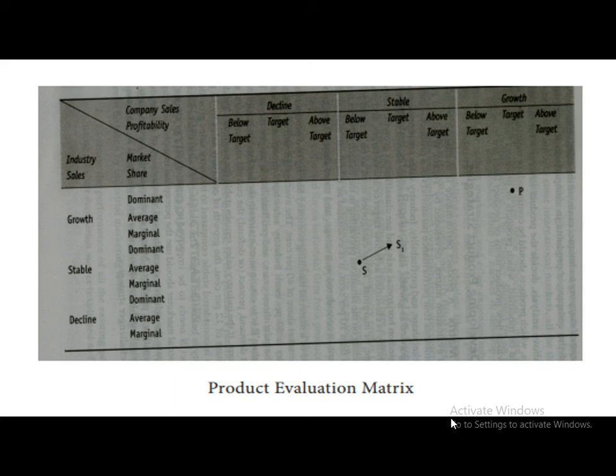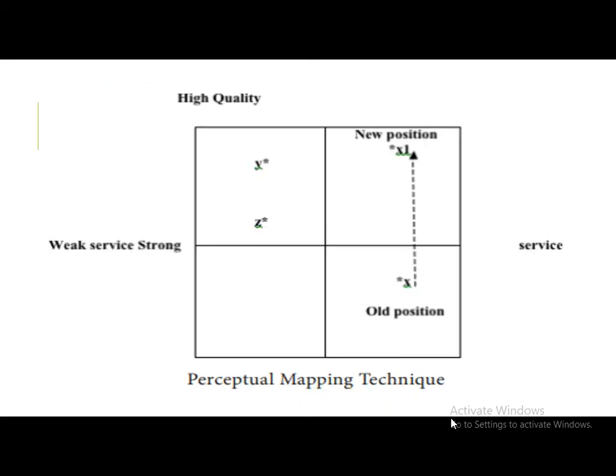So for this, the industrial marketer should use the perceptual mapping technique to compare the relative strengths and weaknesses of product S with that of the competitor product at the time of deciding the suitable market challenger strategies. Environmental factors such as political, economical, social, and technological should also be considered. So this is the product evaluation matrix.